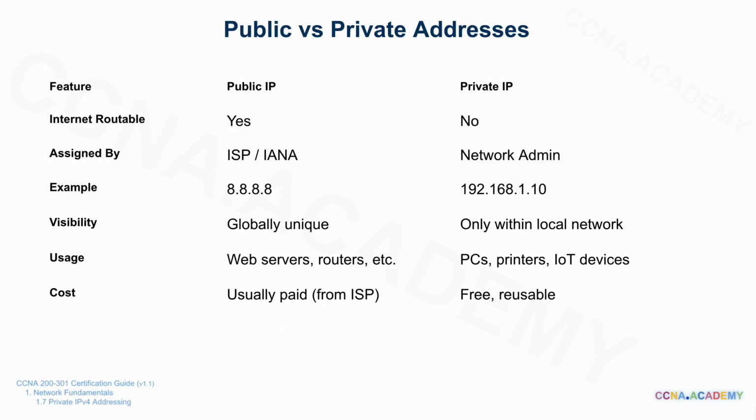Here's a quick comparison between public and private IP addresses. The difference is simple. Public addresses are globally unique and routable on the internet, while private addresses exist only inside local networks. Private addresses are free to use, reusable across organizations, and rely on NAT for internet access.